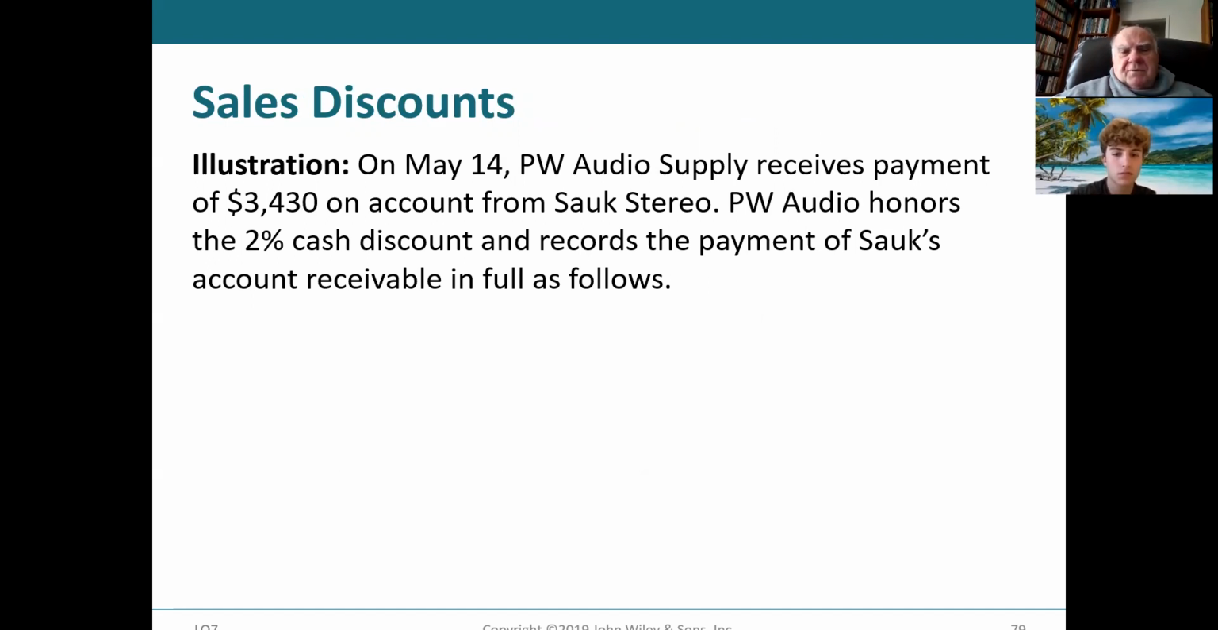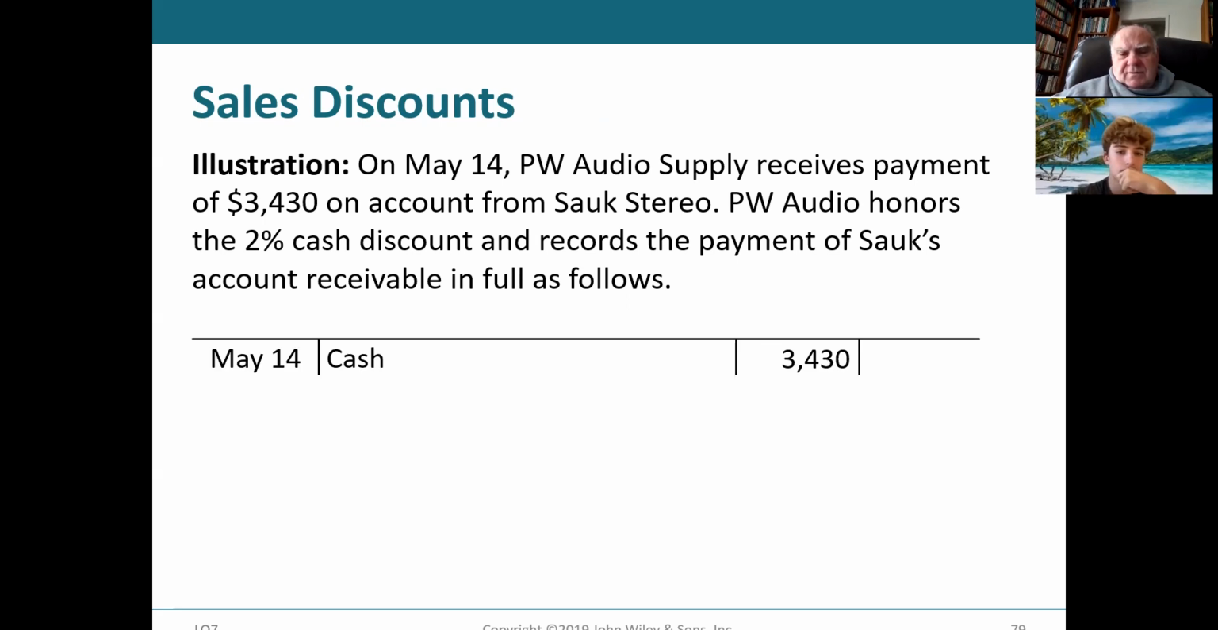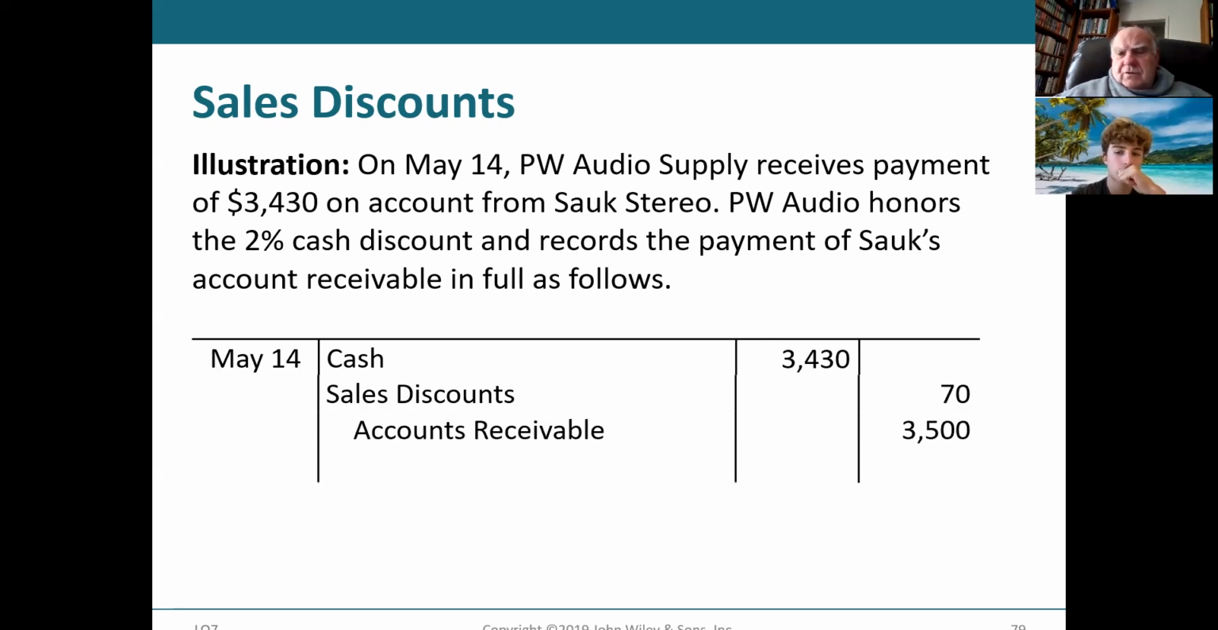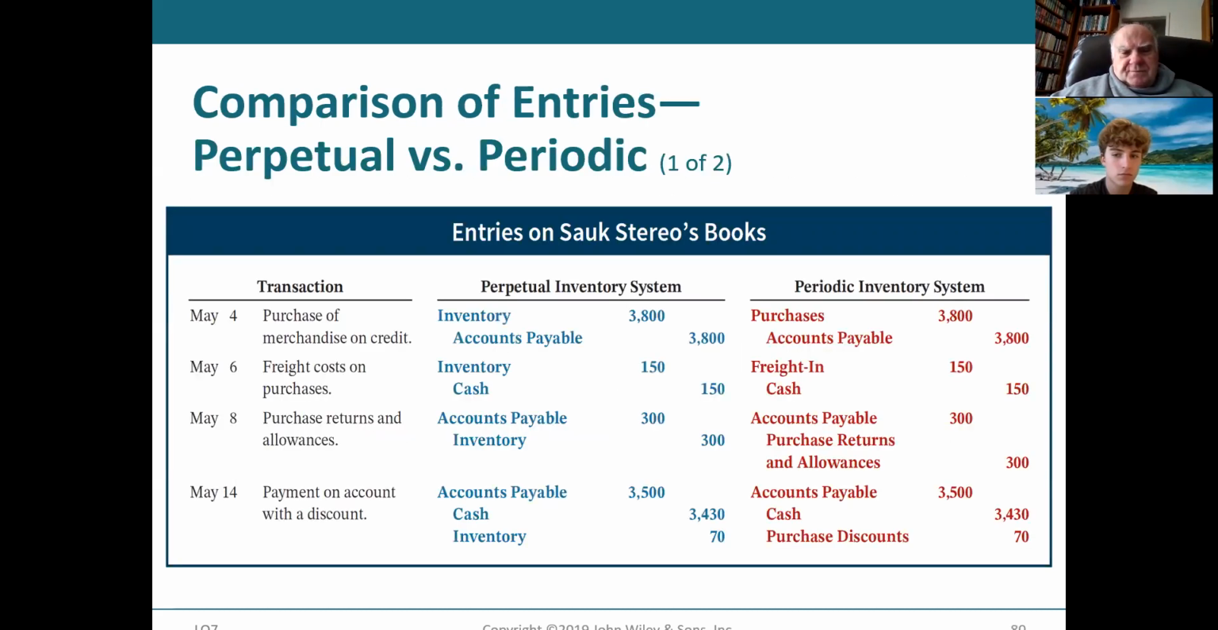PW Auto receives payment of $3,430. Well, this company owed us $3,500, but they paid it in time, so they get that famous 2% $70 discount. So follow these journal entries. They're not too tough. Just get the feel of what we're doing. If you're still shaky on your debits and credits, you just got to keep working on that, okay? So we credit accounts receivable for the whole 3,500, and the cash is 3,430 because they're entitled to that $70 discount. The sales discounts and sales returns and allowances are contra sales accounts, contra revenue accounts.